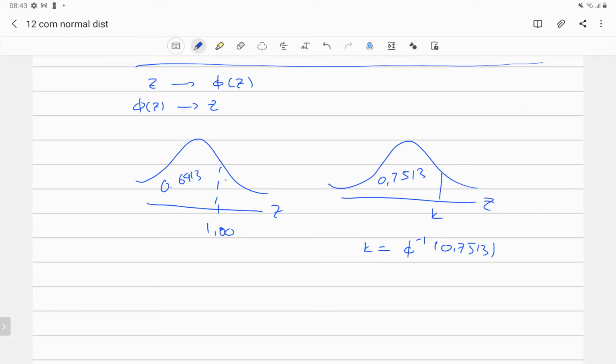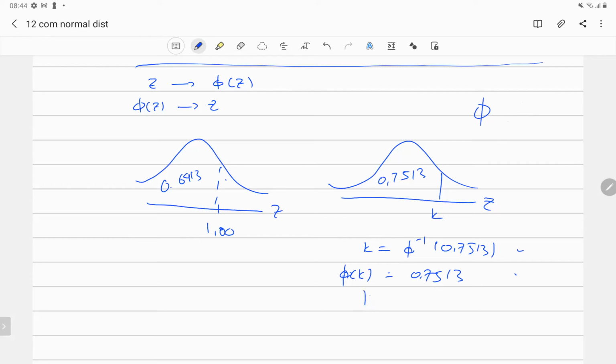But if you don't want to write the phi inverse, you can read it the simple way. We know that phi of k is 0.7513. Either of these is acceptable. So you can write the first way, k is phi inverse of 0.7513, or phi of k, where this is the Greek letter phi. Write it like phi. Phi of k is 0.7513.